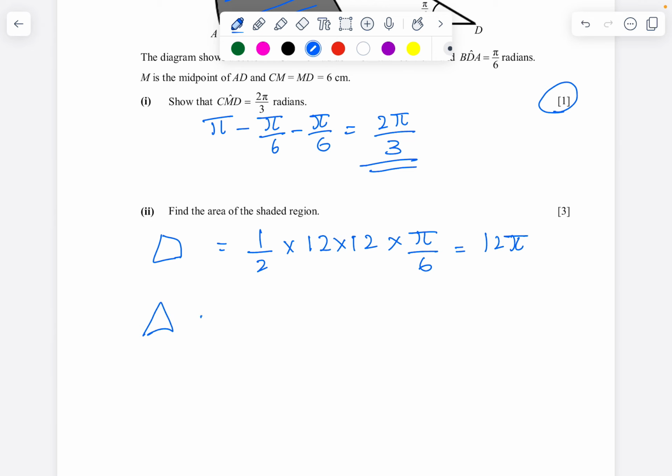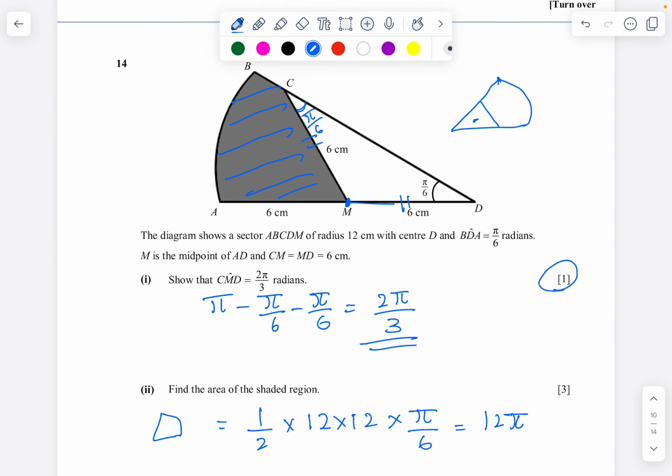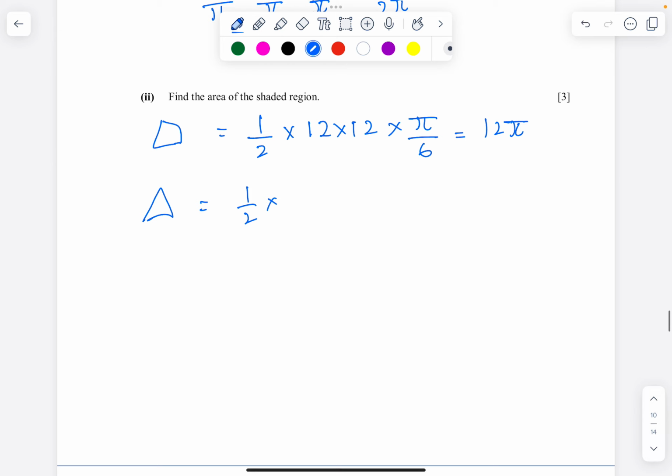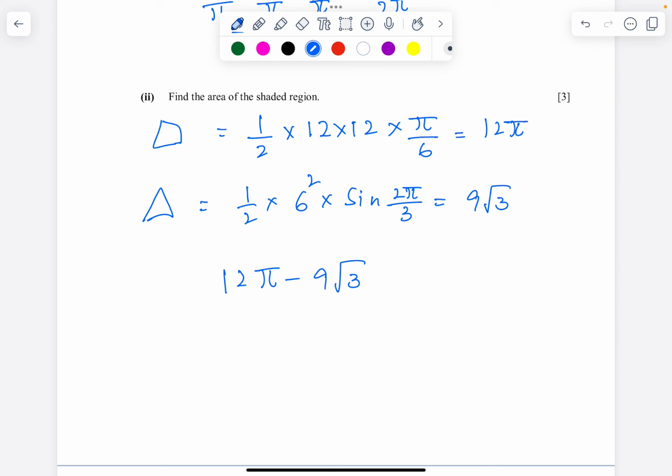And the area of the triangle is half BC sine theta, where the two sides are 6 centimeters. So 6 squared times sine 2 pi by 3, which gives me 9 square root 3. So I subtract both of them: 12 pi minus 9 square root 3, which is equal to 22.11. To 3 significant figures, 22.1 centimeters squared. So this is the answer.